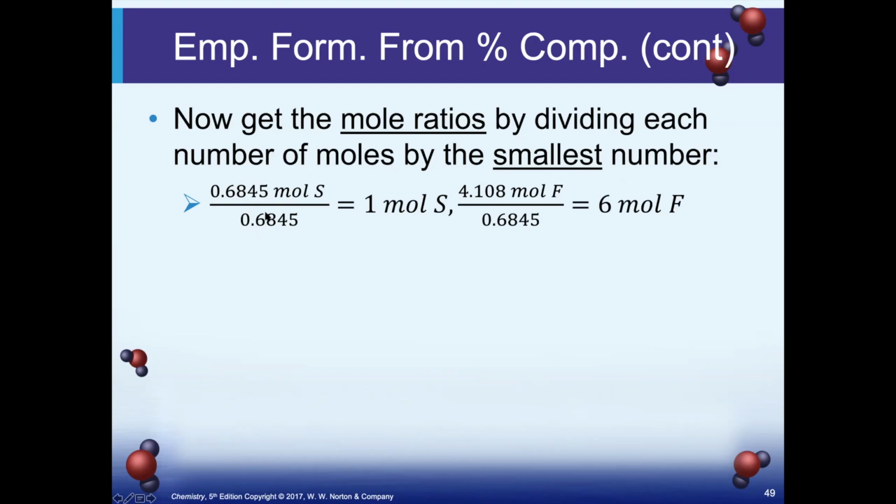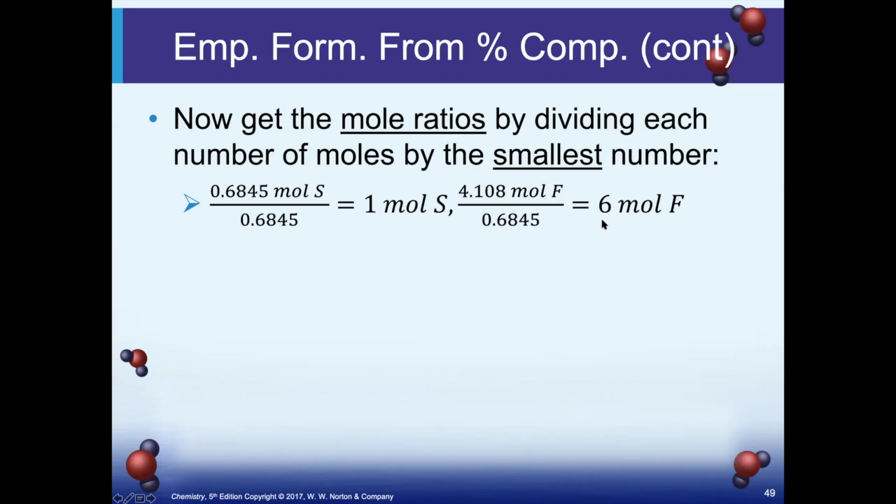So I divide that by itself, which means you get a nice whole number equal to 1. And then if you divide the 4.108 moles of fluorine by 0.6845, then you get 6. So you see that that comes out to be about 6.